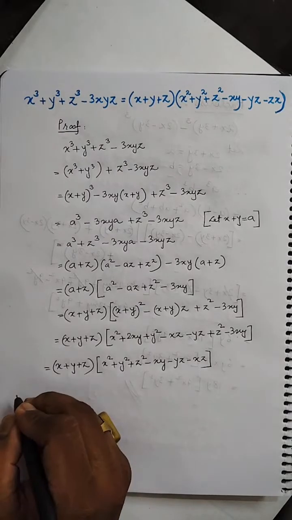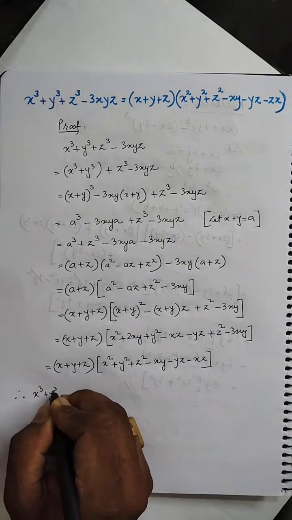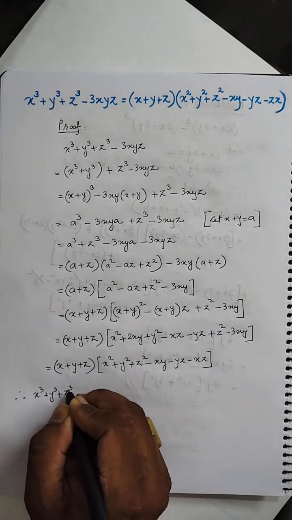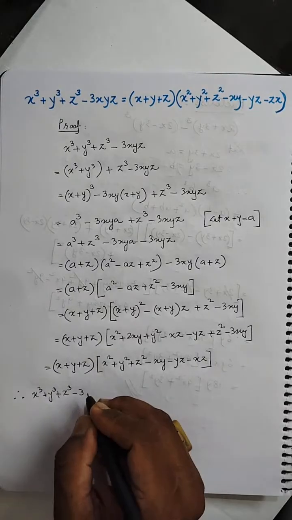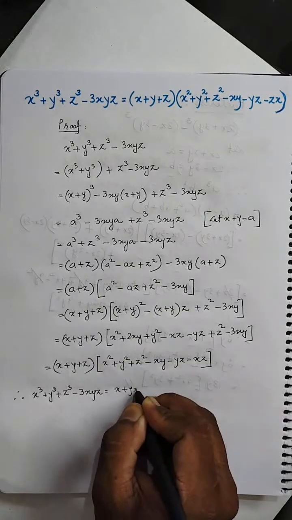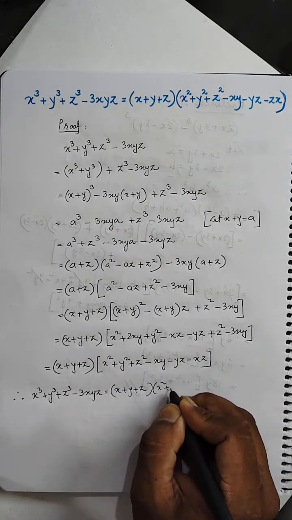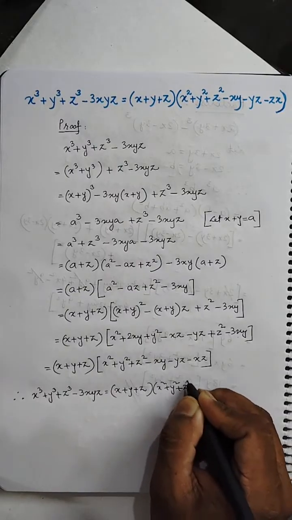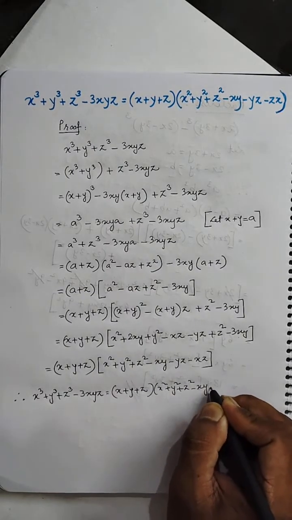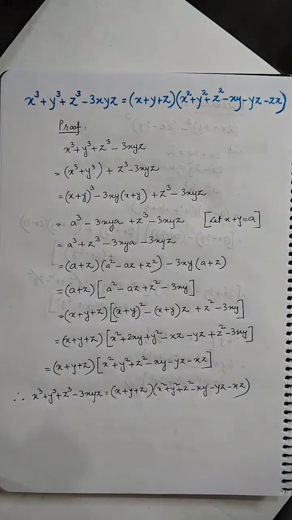So if you want, you can write, therefore x cube plus y cube plus z cube minus 3xyz is equal to x plus y plus z into x square plus y square plus z square minus xy minus yz and minus xz. Done.